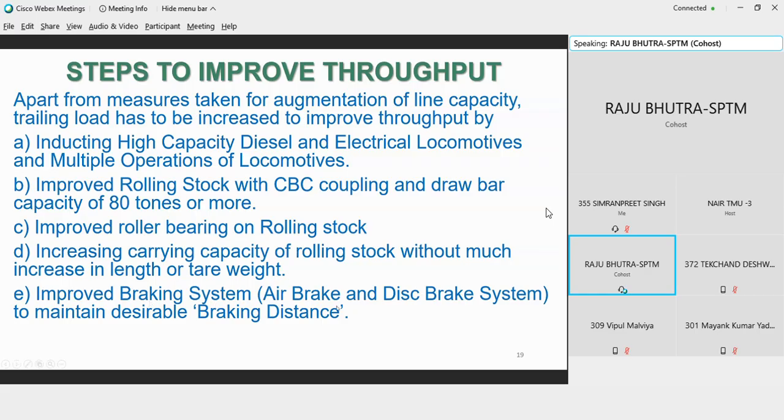Improved braking system, that is air brake or disc brake system, can be used to maintain desirable braking distance. That will also help in increasing the speeds and increasing the throughput for heavy haul trains or bulky trains.